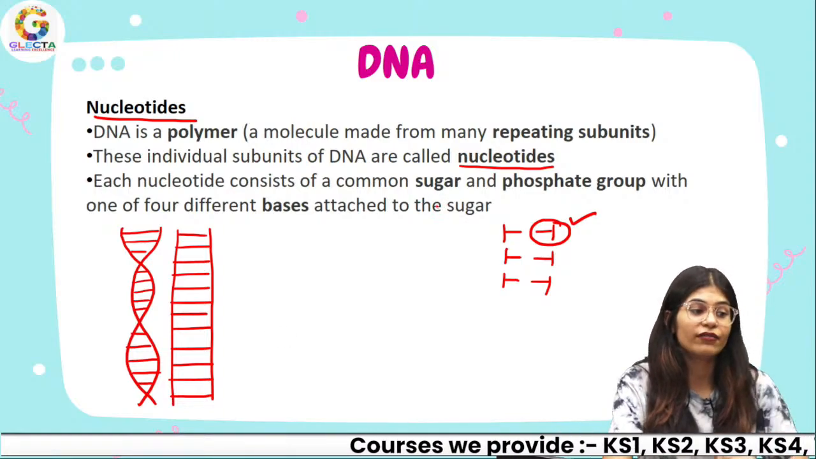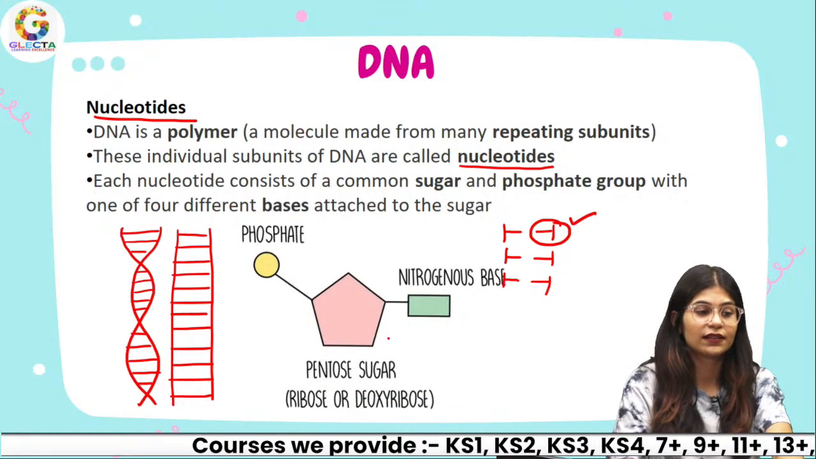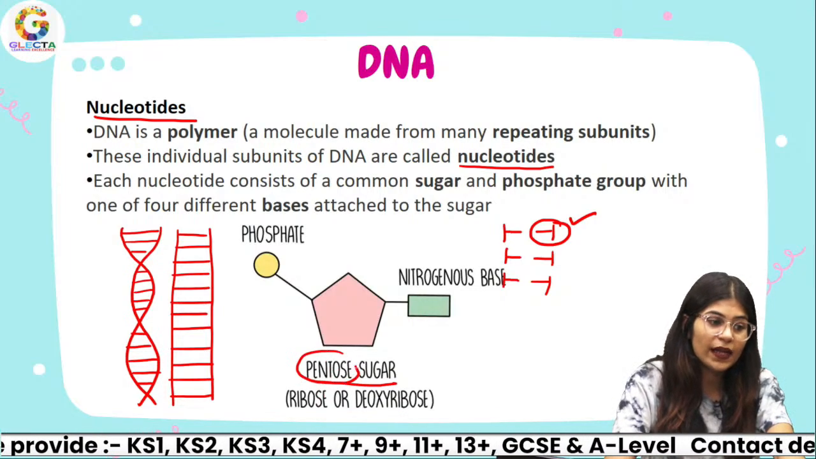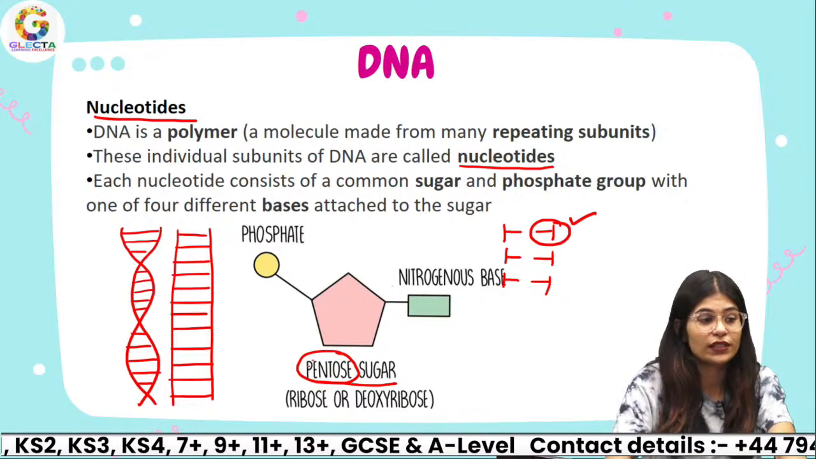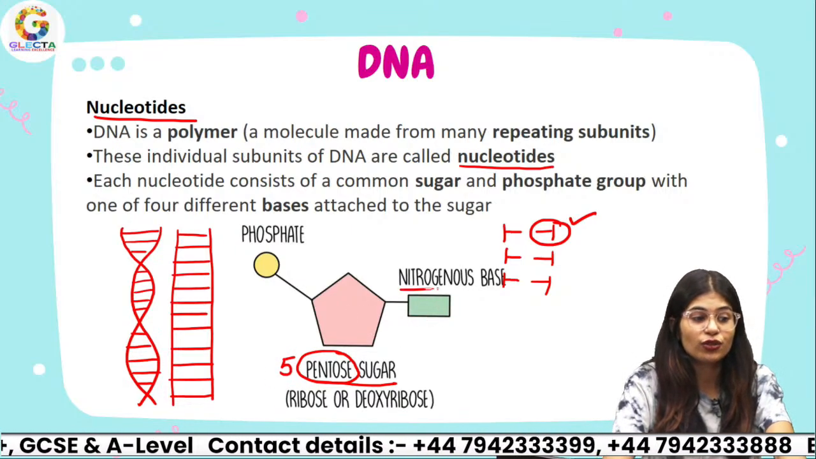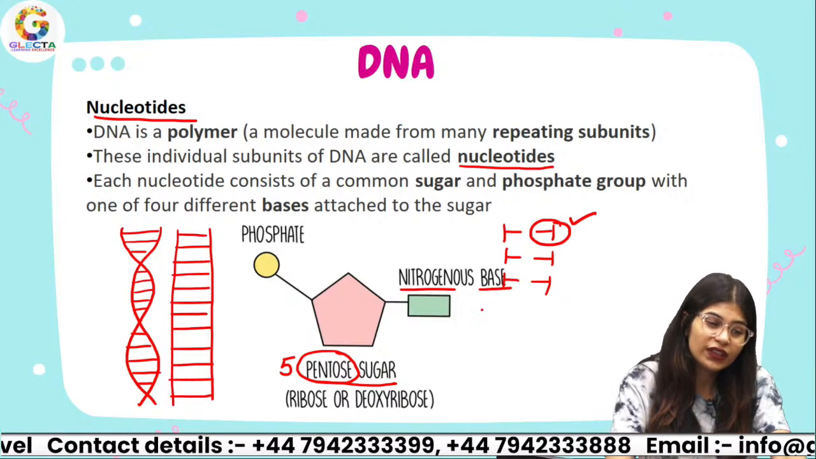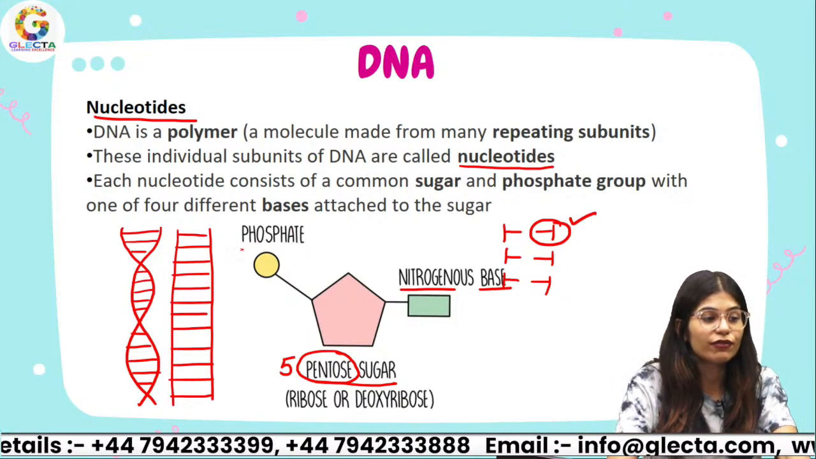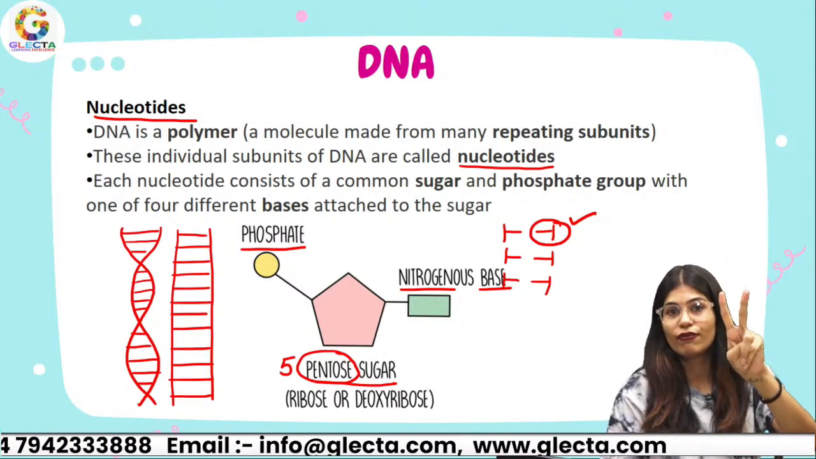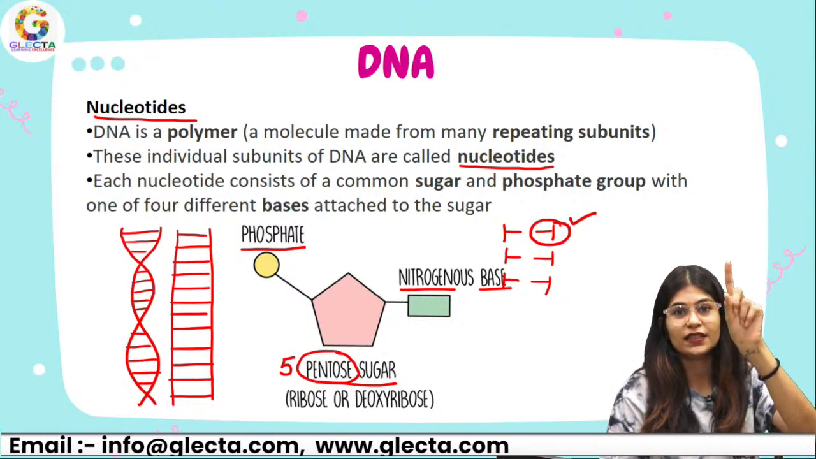And they all have three things. They have a sugar, which is pentose. Pentose means it has 5 corners, pen, 5. Then we have a nitrogenous base, we're going to talk about this in a bit. And then we have a phosphate group. So we have three things: sugar, phosphate, and the nitrogenous base.